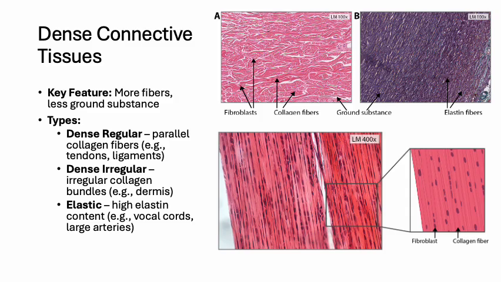Dense irregular connective tissue has collagen fibers arranged in many directions, making it well suited for areas like the dermis of the skin, where tension comes from multiple angles. Elastic connective tissue contains a high proportion of elastic fibers, allowing it to stretch and recoil, which is especially important in structures such as the large arteries and the vocal cords.